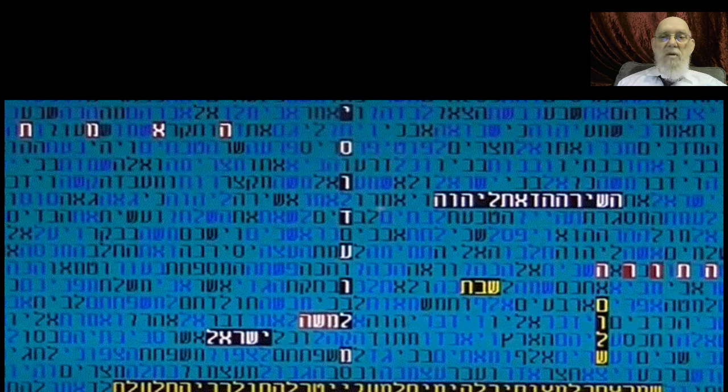This is what is going on here now. If the nations believe in the seven laws of Noach, and the Jews in the 613 mitzvot, then the world will carry on. If not, we see how the world is going on.